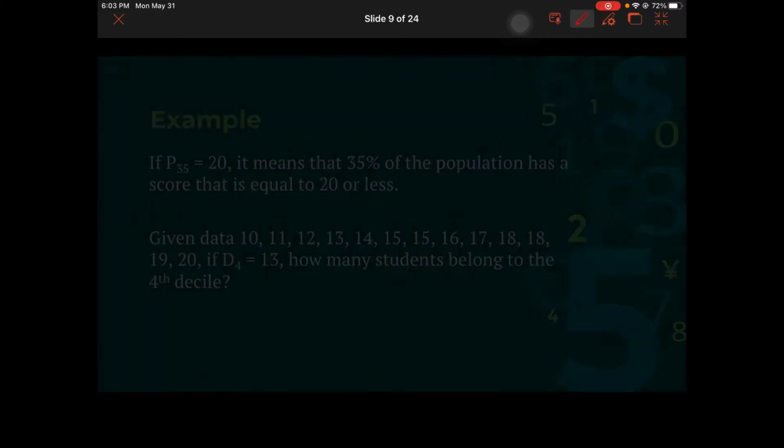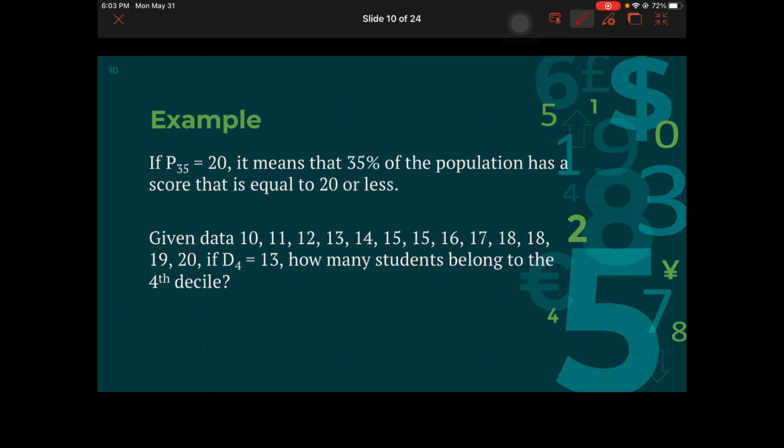So, I'll give a solid example para mas maintindihan nyo talaga. So, if the 35th percentile, pasensya na po sa ingay, is 20, this means that 35%, dahil 35th percentile, of the population has a score that is less than or equal to 20. Okay? Naiintindihan po ba? Ganun siya. So, kapag sinabi natin 35th percentile, the rest of the data has a score that is less than or equal to that specific score.